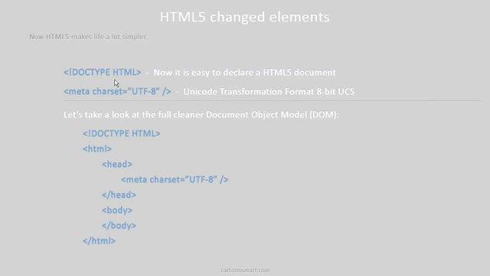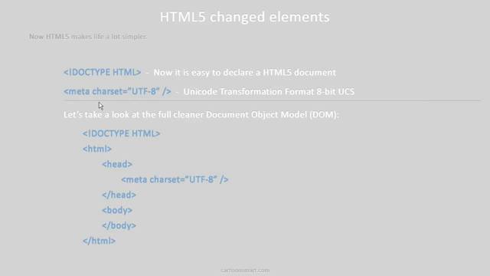Also, defining a character set is much easier in HTML5. It's cut right down. All you have to say is meta charset and then UTF-8 encoding, because obviously our end users are not robots. They cannot read 1s and 0s. They have to read symbols, so that's what our character set's there for.